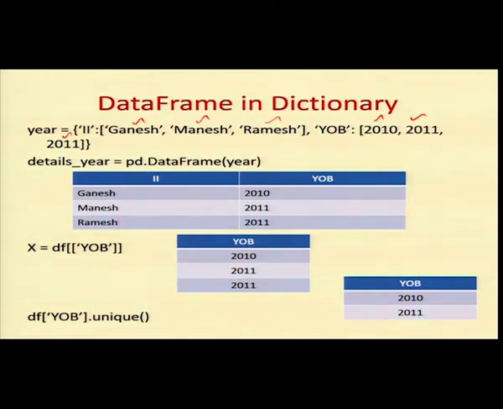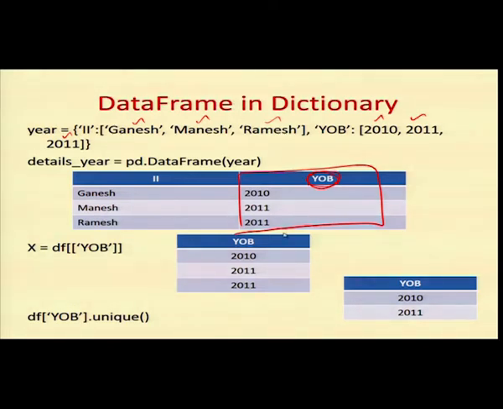Now, if I want to pick only the year of birth, only this, what do I do? As I have placed everything in this data frame of year, x equal to df, open the list in which YOB is the name of the year of birth. It determines the year of birth. It should be in quotes.